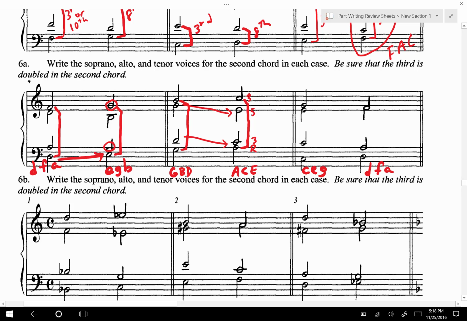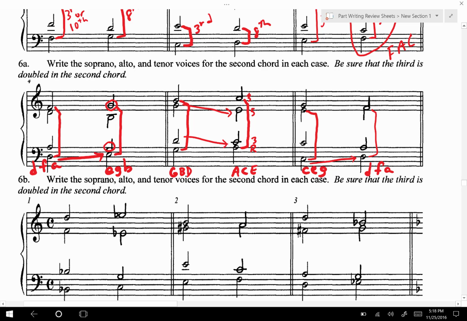In the next example, we have a C major triad, CEG. The bass is moving up by that of a second. Let's find where our parallel thirds are. C to E, D to F.